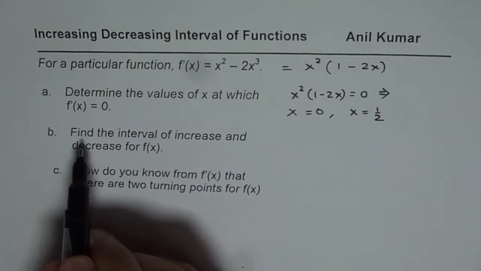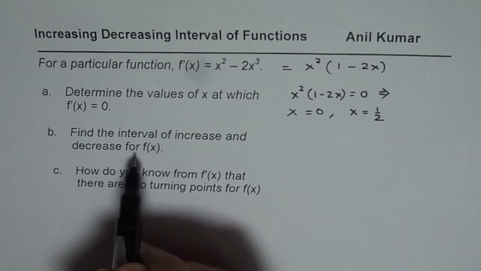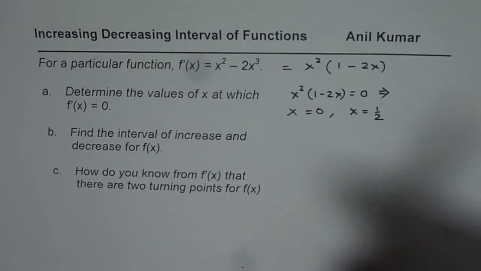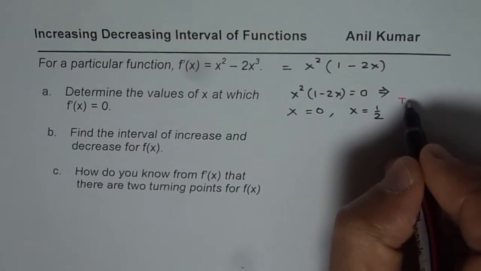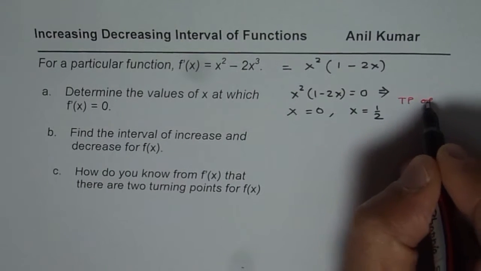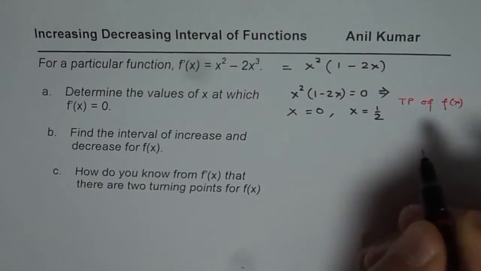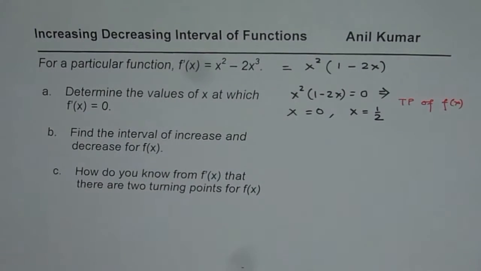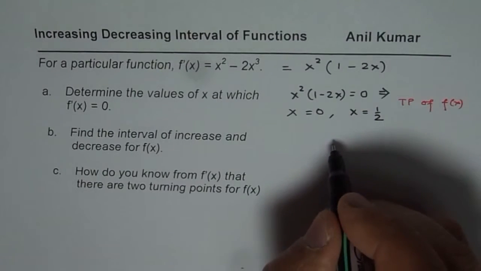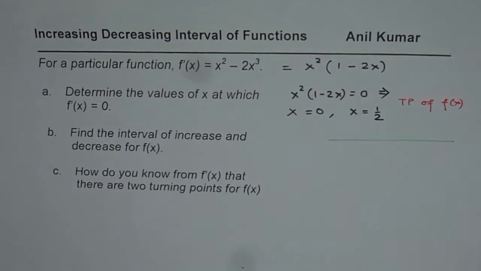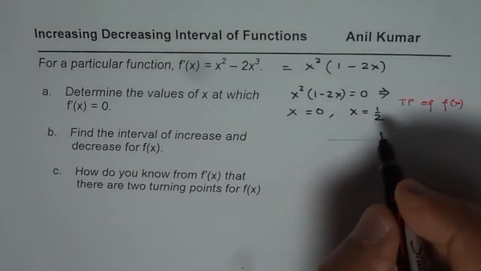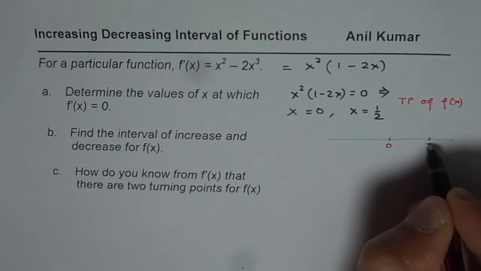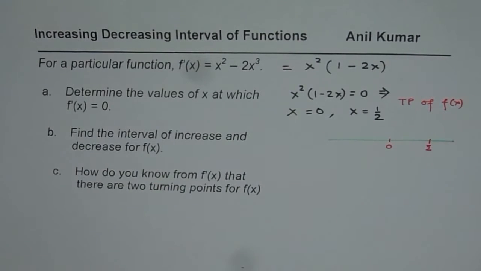Part B is find the interval of increase and decrease for the function. Now these are the places which are the turning points of the function on the graph. On either side it will be increasing or decreasing, so we can test it out. To test, let us take the points on a number line. We have zeros at 0 and at half, 1 over 2.